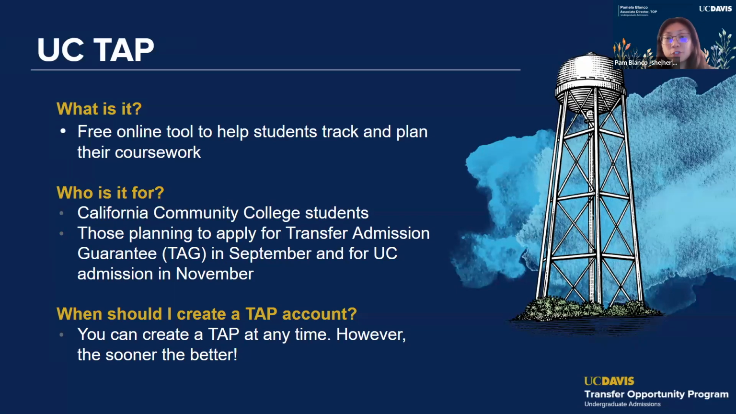So that's really the first step, is for you to create a UC TAP. It's an online tool that helps students track and plan their transfer coursework. TAP is designed for California Community College students. However, you can still utilize the tool even if you are a non-California Community College student. If you're a non-CCC student, you will have to manually enter in all of your coursework.